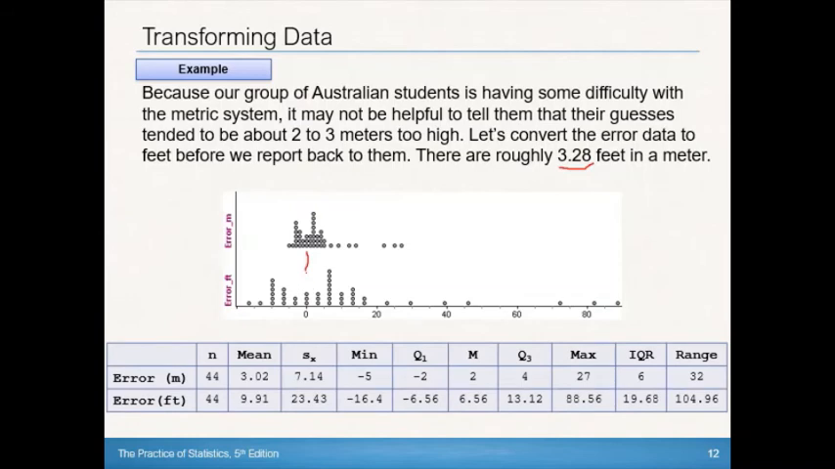Notice the spread of these dot plots is very different. So if we look at the range, for example, what happened to the range? Before it was 32, and now it's 100 and almost 105, right? So obviously that changed, and you notice all of these values changed. How did they change? Probably you can pretty quickly see that they all changed by a factor of 3.28. Sure enough, how many feet are in a meter? So each data value got multiplied by 3.28. Each of our number summary values also got increased by a factor of 3.28.